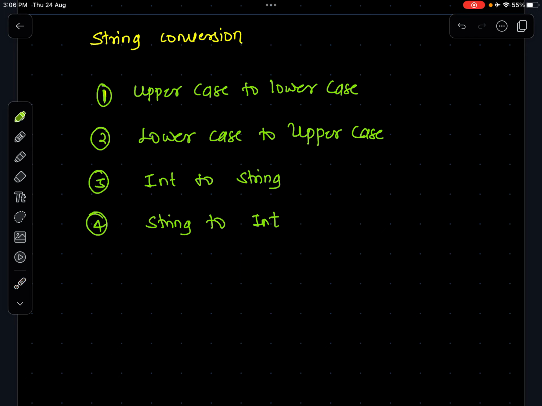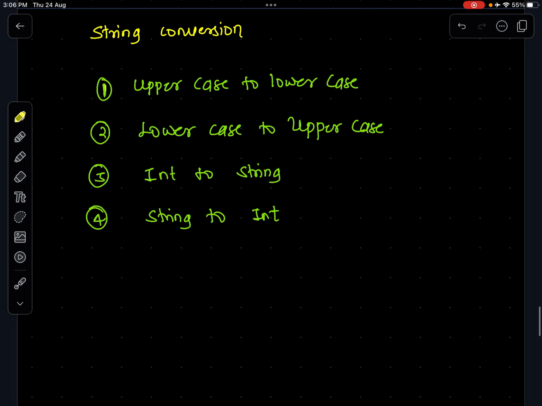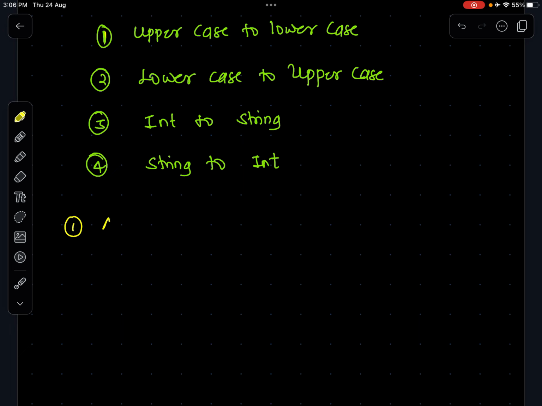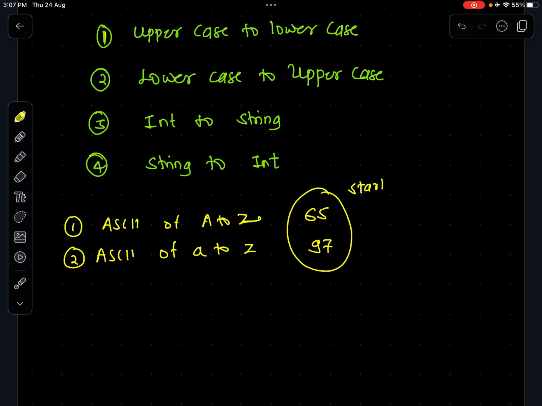So let's get started. Before we start, I want to make two important points clear. The first point is the ASCII value of capital A to Z. Capital A to Z start from 65, whereas the ASCII value of small a to z start from 97. This is the starting point. We need to keep this in mind so that we can deal with these two things, that is uppercase to lowercase and lowercase to uppercase.